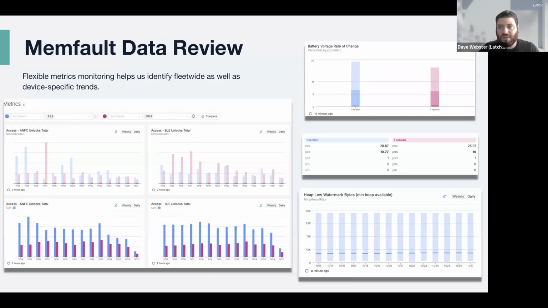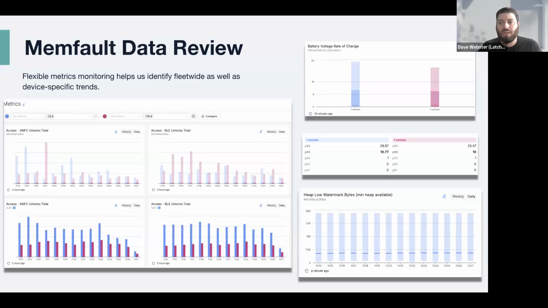But then we can obviously also look at the hardware and firmware metrics, battery usage, or OS-level metrics such as heap usage. When we look at things like battery usage, we can see version to version whether the changes we're making to improve battery life are doing what we expect them to do, not just in isolation in our tests internally, but also at scale across our fleet.